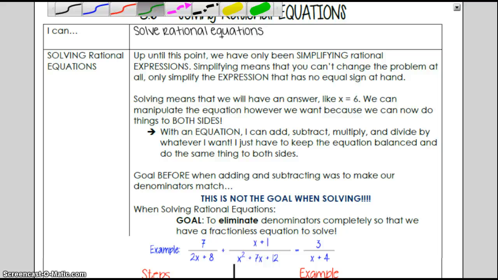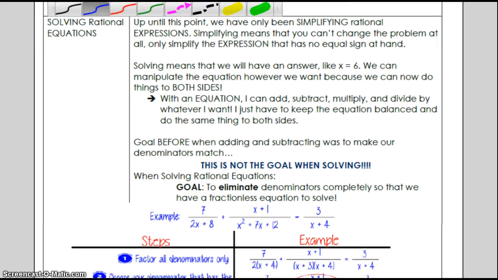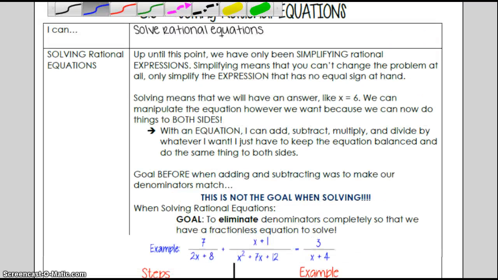All right, so this is lesson 8.6, solving rational equations. In my mind, this is a lot easier than adding and subtracting. You still do some similar things, but that denominator ends up canceling out, which is really nice because then we wind up with basically just an equation that's fractionless that we can solve. So that's basically all that this says up here.